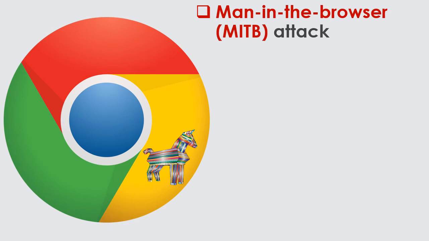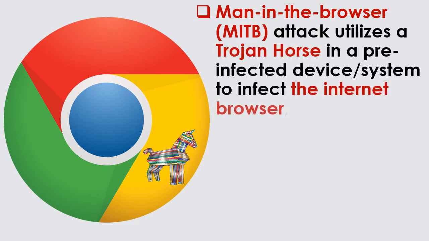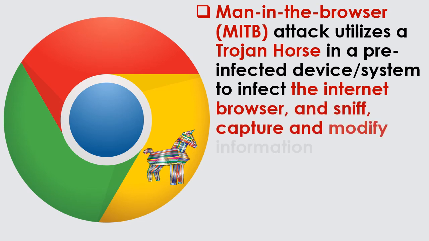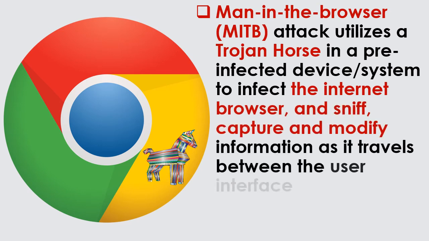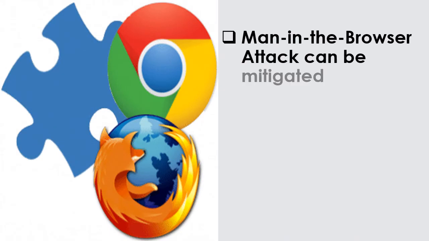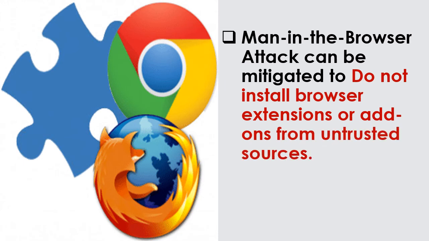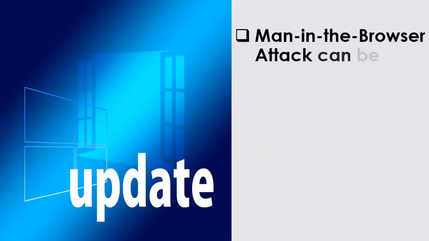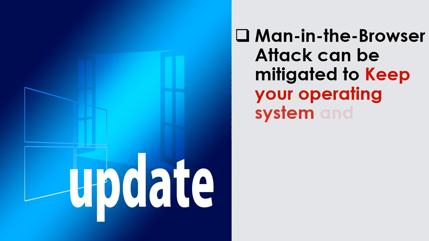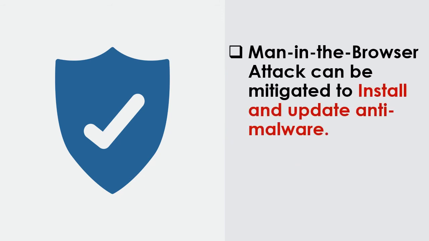Man-in-the-browser, MITB, attack utilizes a Trojan horse in a pre-infected device or system to infect the Internet browser, and sniff, capture and modify information as it travels between the user interface of the infected browser and the Internet. Man-in-the-browser attack can be mitigated by not installing browser extensions or add-ons from untrusted sources, keeping your operating system and browser up to date, and installing and updating anti-malware.